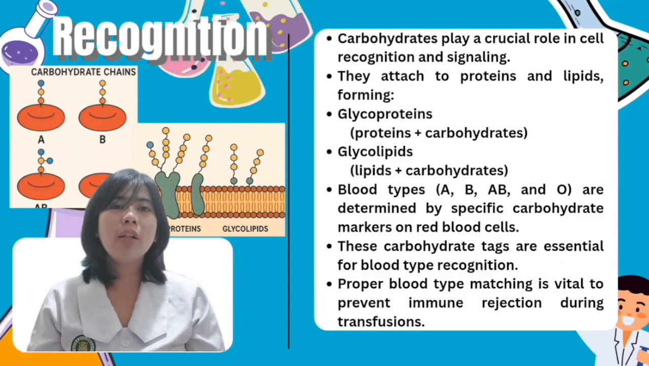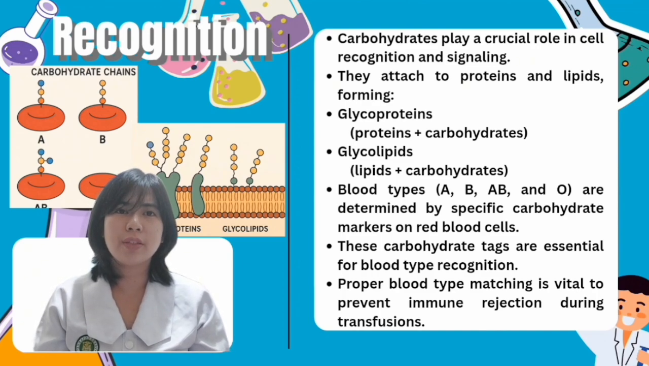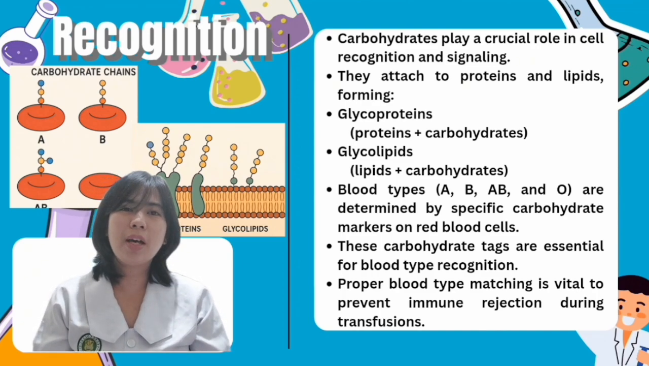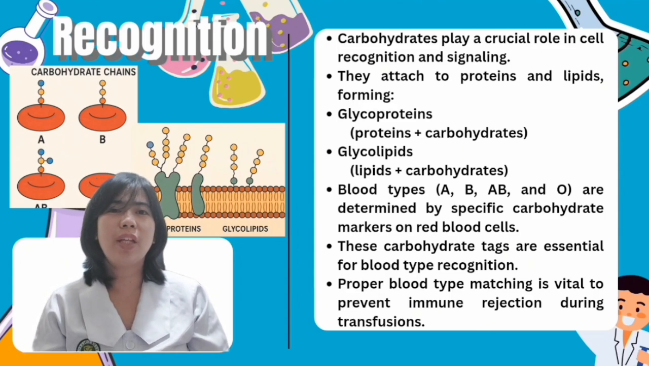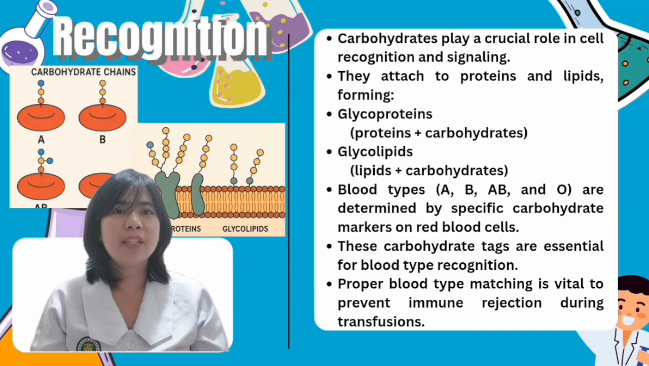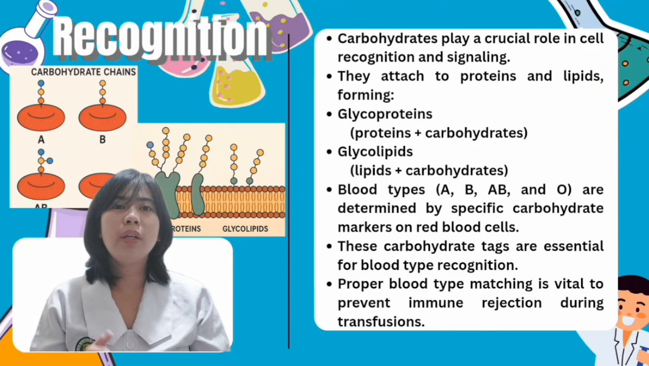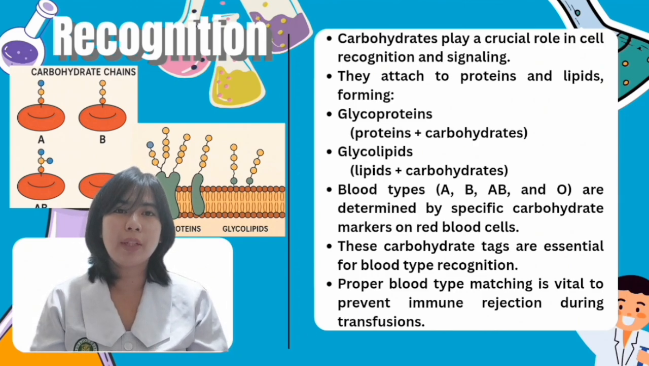These small carbohydrate differences are important when it comes to blood transfusions. Why? Because your immune system is trained to recognize the carbohydrate tags it's used to. If it sees something different, like a foreign blood type, it may think it's an invader and attack it. That's why it's so important to match blood types carefully.